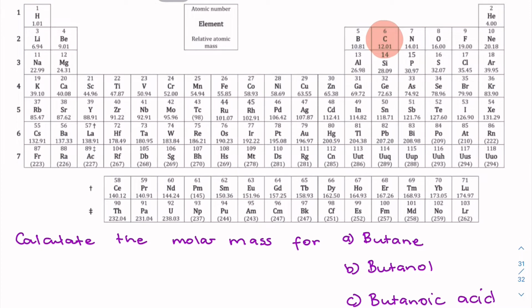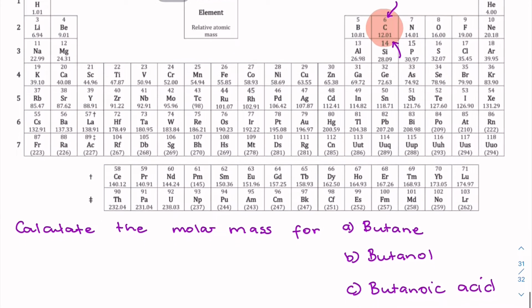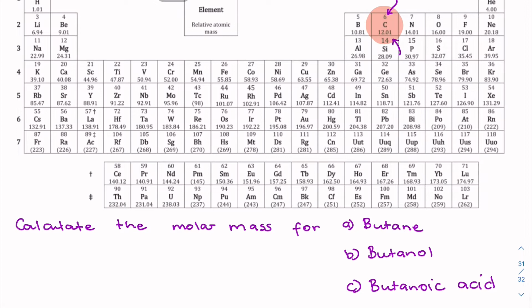When you look at carbon in the periodic table, there's two numbers. There is a small number, called the atomic number, and then there's a bigger number, which is called the relative atomic mass. When we're calculating molar masses of compounds, we use the relative atomic mass number, and then we also use the formula. So we need to know what butane, for instance, looks like, what butanol looks like, and what butanoic acid looks like.